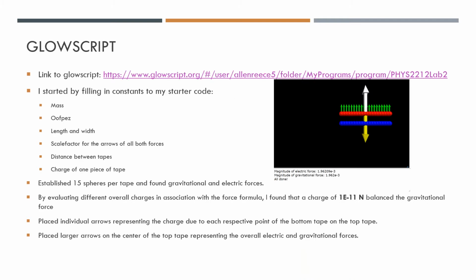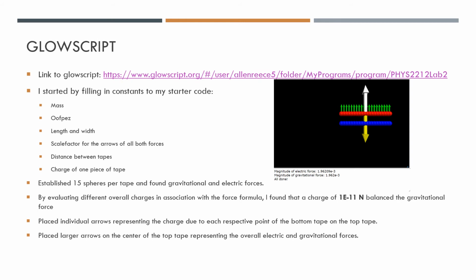The main way this lab differs from Lab 1 is in the modeling, or coding, portion. I have my link to GlowScript right here to show my code, and it begins with filling in constants in the skeleton code. I started filling in mass, length and width, the scale factor for the arrows of both forces, and the distance between the tapes. Then I listed the charge of one piece of tape here, but that would eventually change. That was just a guess at first. But we would rearrange this number to find out what charge needed to be on the bottom piece of tape to equal out the forces of gravity and the electric force.